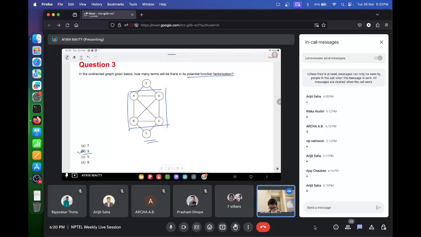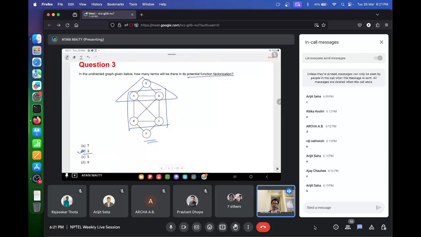A, B, C, D. A is connected to B, C, D. B is also connected to all other three nodes. C is connected to all three nodes. D is also connected to all the other nodes. So that's why this is a maximal clique. This is the first factor of this factorization, and the second one would be another maximal clique.